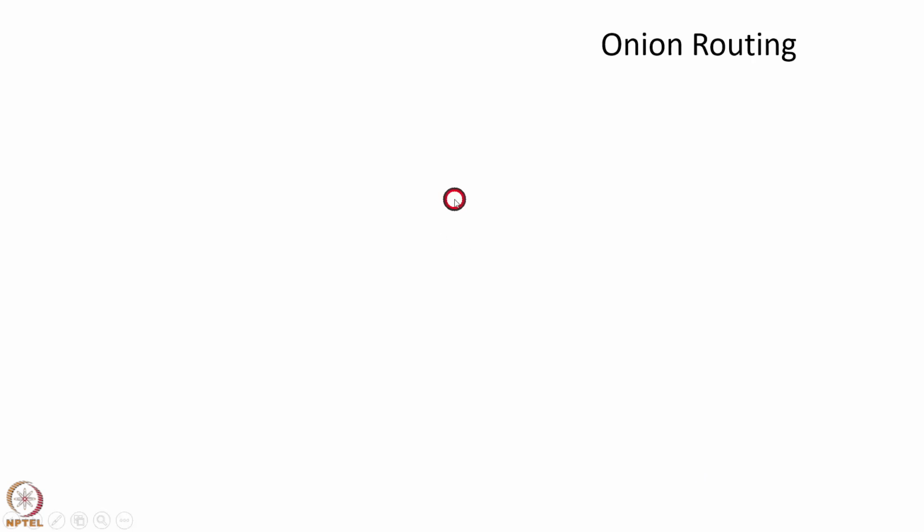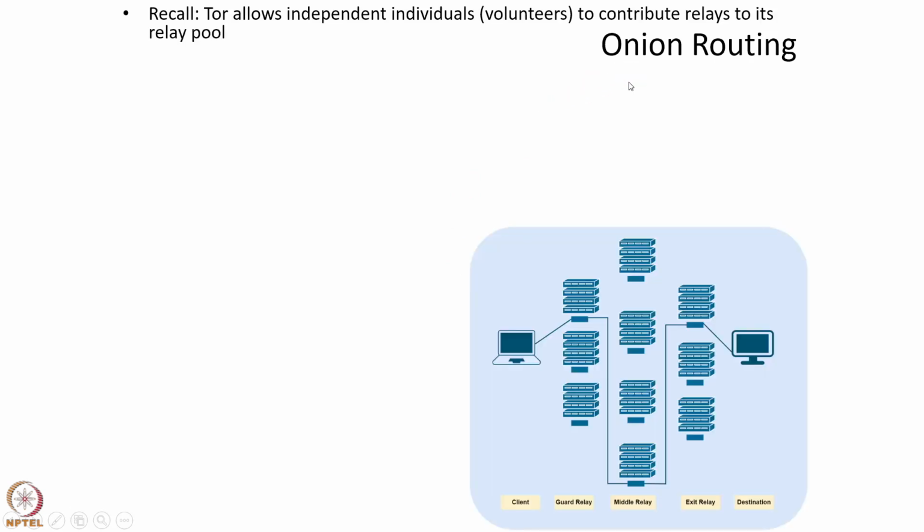Tor, as the name suggests, uses what is known as onion routing. Recall that Tor allows independent individuals called volunteers to contribute relays to its relay pool. So some relays may be malicious. A particular individual who contributes a relay may want to actually compromise the anonymity of connections that are being conducted over Tor. So some relays may be malicious or mischievous.